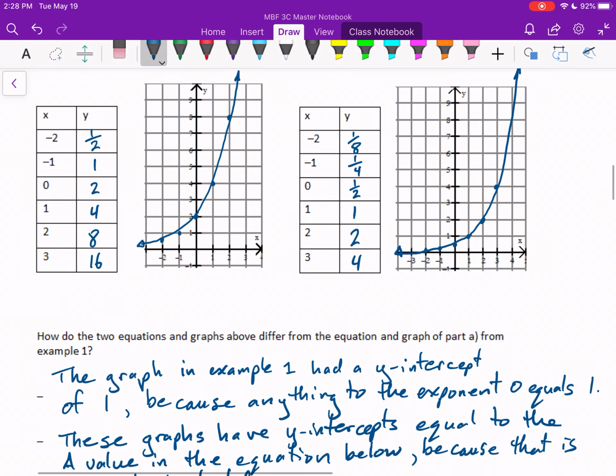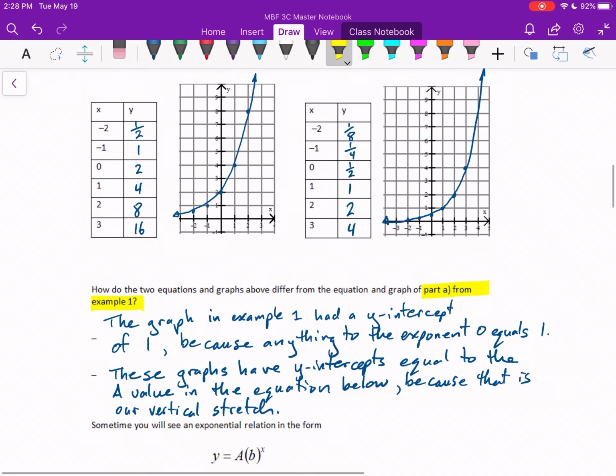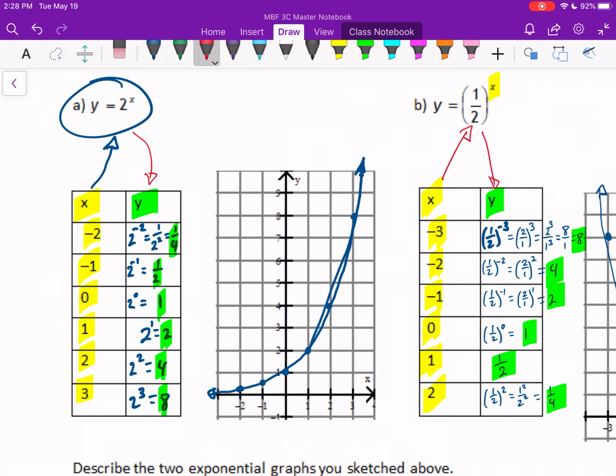How do the two equations and graphs above differ from the equations and graphs of part A from example 1? That's what I was just comparing them to when I was coming up with my numbers. Well, the graph in example 1 had a y-intercept of 1. So in other words, we're going back to this one here. It had a y-intercept of 1.